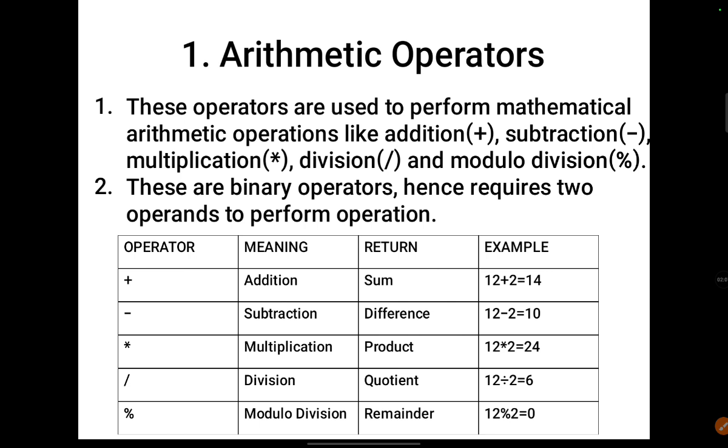The forward slash gives the meaning of division. It returns the quotient. Example, 12 by 2 is equal to 6. Percent is the symbol of modulo division. It returns the remainder. 12 percent 2 is equal to 0.